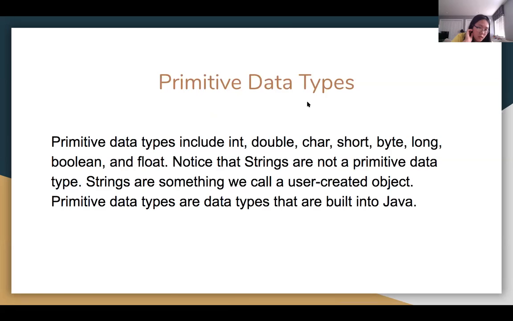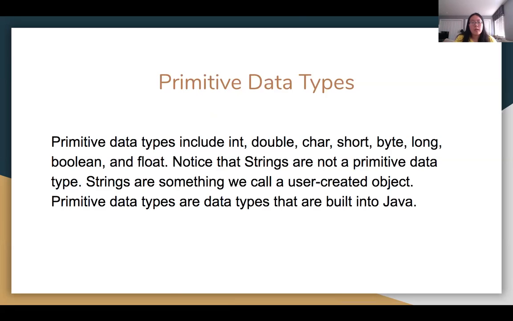Primitive data types. So primitive data types include int, double, char, short, byte, long, boolean, and float. So notice that strings are not counted as primitive data types. Strings are something we call a user-created object, and you'll get into that more later in other Java courses. But just know that strings are not what we count as primitive data types. Primitive data types are data types that are built into Java.